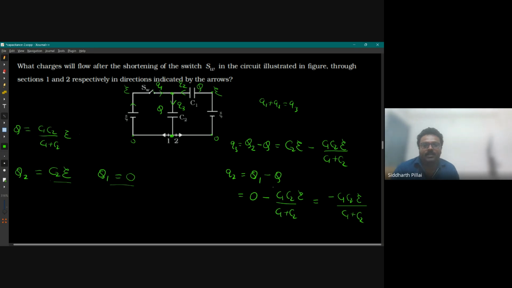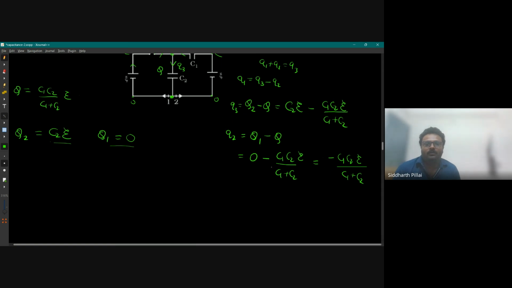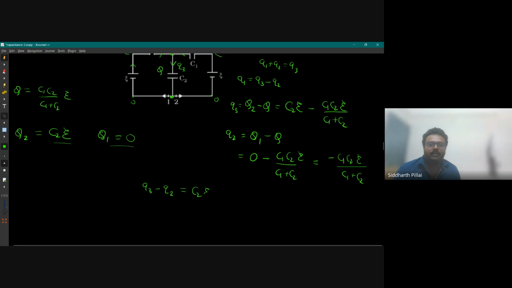Now, from the junction law, you can write Q1 equals Q3 minus Q2. Q3 is C2E minus C1 C2E by C1 plus C2. Q2 is minus C1 C2E by C1 plus C2. So if you take Q3 minus Q2, what will you get? Just the first term, C2E. And that is your Q1. So these are the two answers.